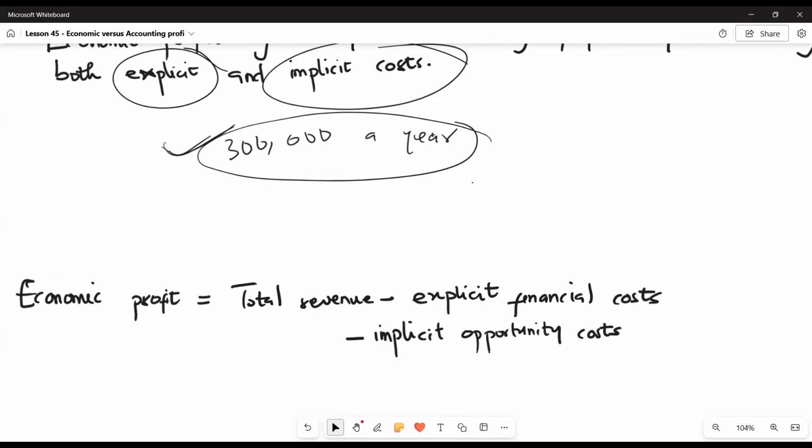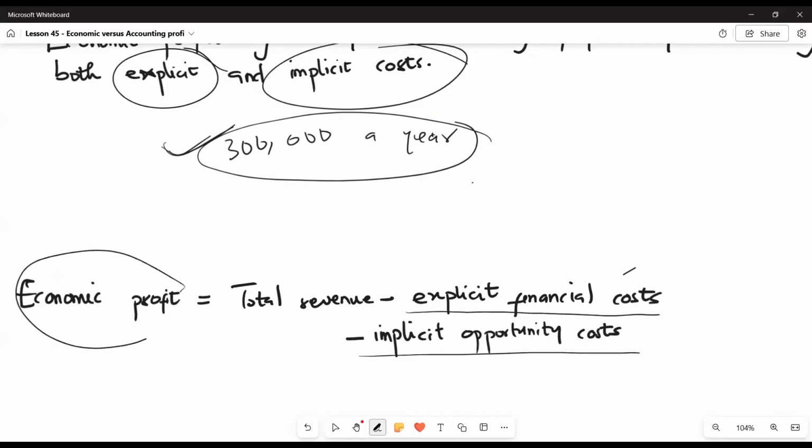explicit financial cost incurred. So economic profit focuses on the total revenue minus the explicit financial cost and then the implicit opportunity cost. Firms usually focus on economic profit because it tells them whether it is worth starting a new business or not. And economic profit says that you should start a business only if you earn a positive economic profit. So positive economic profit means that you are not running at a loss.